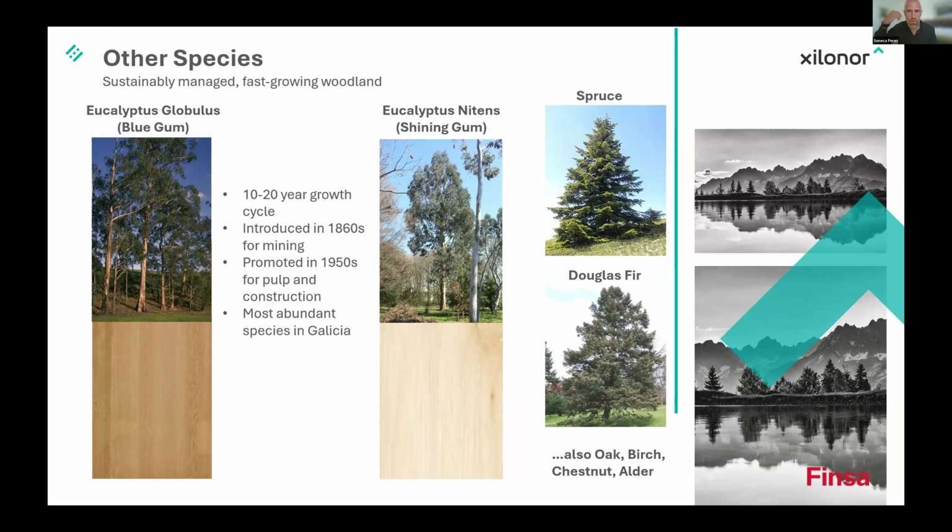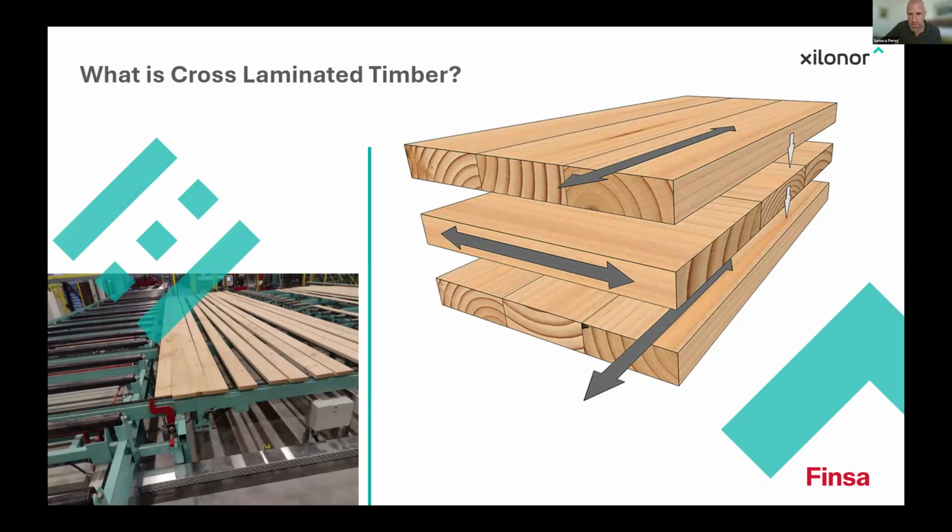And then beyond eucalyptus, you've got other species. You've got a bit of spruce, Douglas fir, and then of course you've got oak, other hardwoods. So just very quickly, for the benefit of anyone who's not familiar with CLT, cross-laminated timber, it's basically a means of producing large format timber slabs.